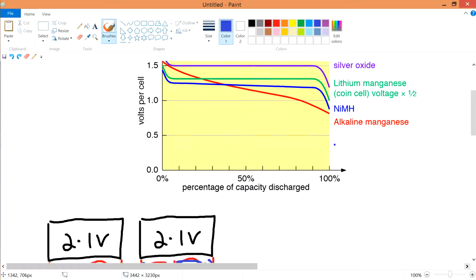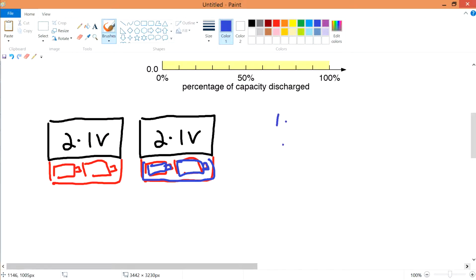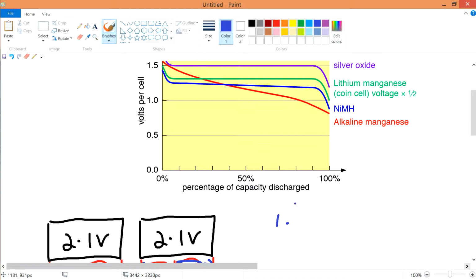Okay, so now I'm using this type of battery. Each battery can supply approximately 1.2 volt. Let's start from here, because at first it is the highest. From here to here, for example, it can supply approximately 1.2 volt. So most of the time the voltage is about 1.2 volt. About 1.2 volt times 2 is about 2.4 volt.